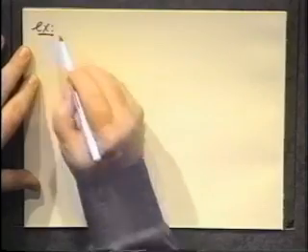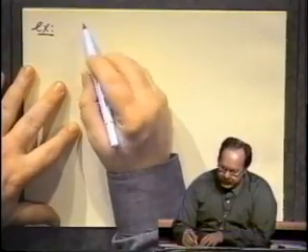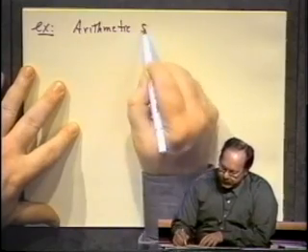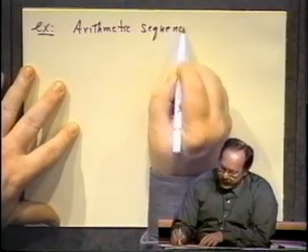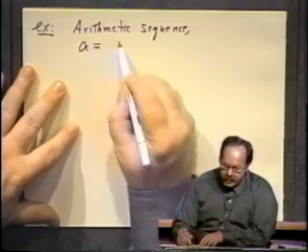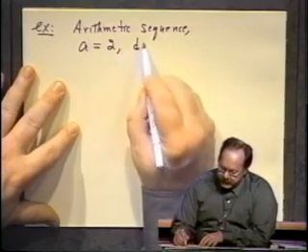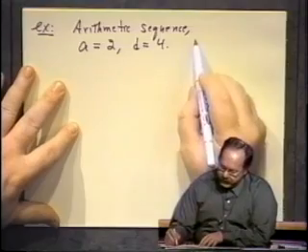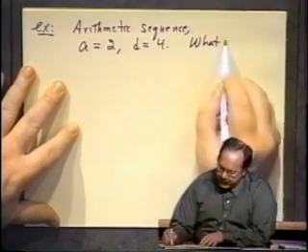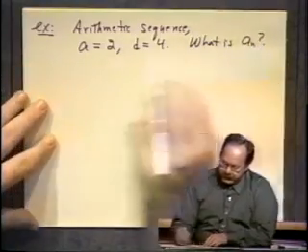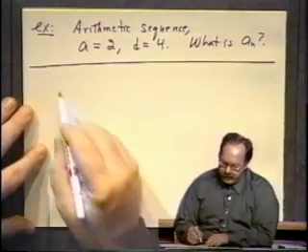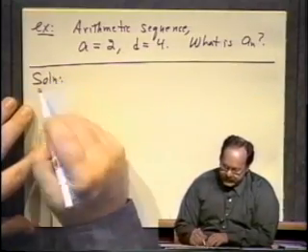So for example, you might know that you have an arithmetic sequence, that is given to you, and you know that A, the first term, is 2, and that D, the common difference, is 4. What is a sub n given those two numbers? Well, the solution to that is easy.